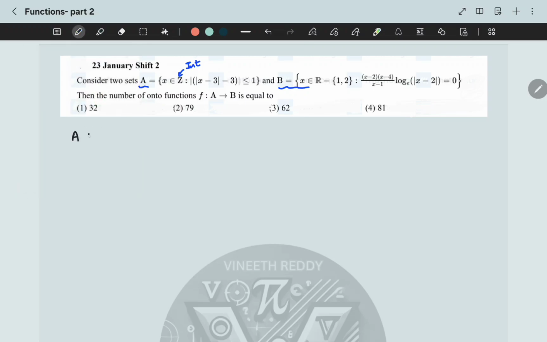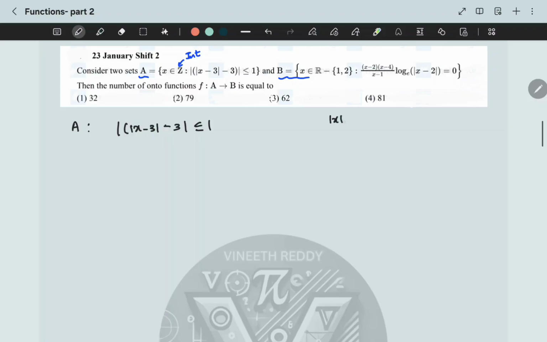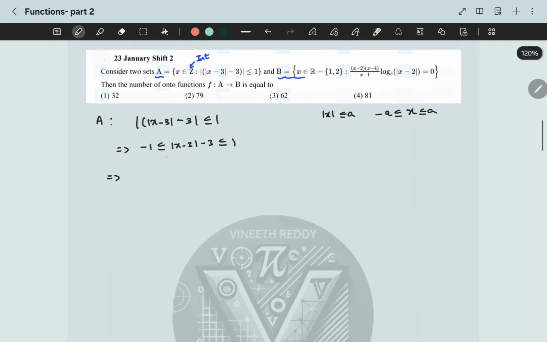Set A is this. So let us take this part, mod of x minus 3 less than or equal to 1. We know that if mod x is less than or equal to a, we say that minus a is less than or equal to x less than or equal to a. So with the same logic, we write minus 1 less than or equal to x minus 3 less than or equal to 1, right? Now add 3 throughout the inequality, so we get 3 minus 1 is equal to 2, then x less than or equal to 3 plus 1, which is 4.